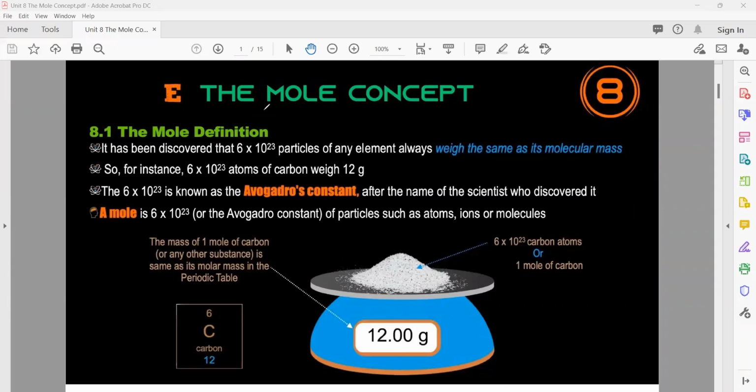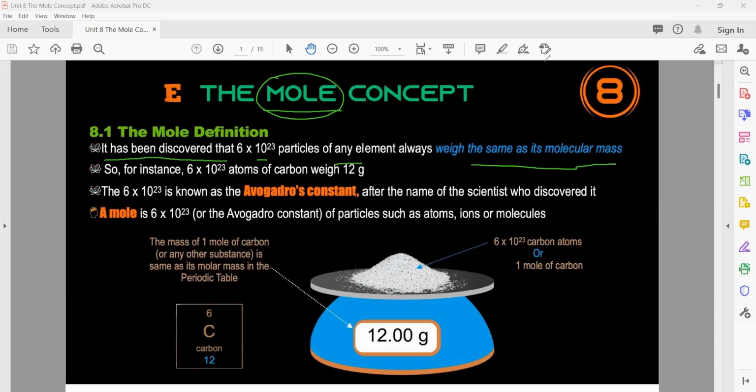Once again, the mole is a concept, and mole is used to represent the quantity in a chemical reaction. For example, now the mole definition: it has been discovered that 6 multiplied by 10 raised to power 23 particles of any element always weigh the same as its molecular mass.